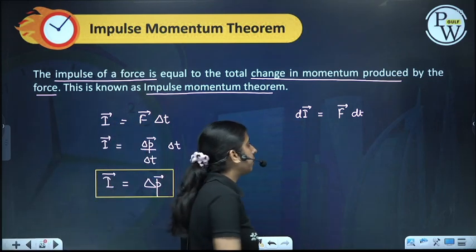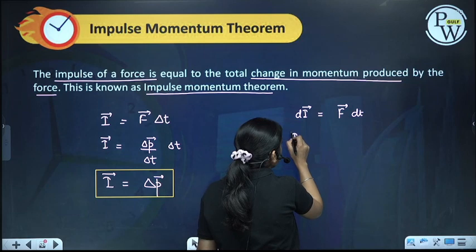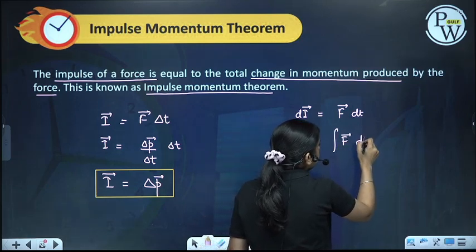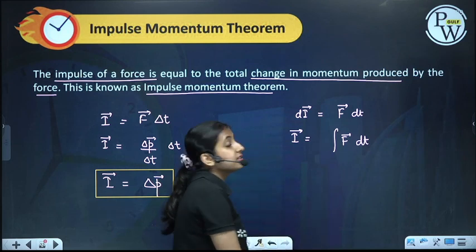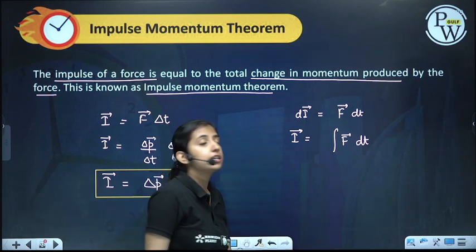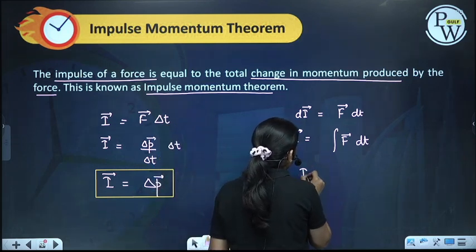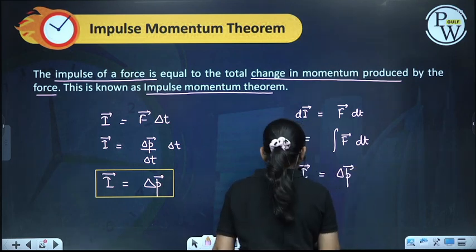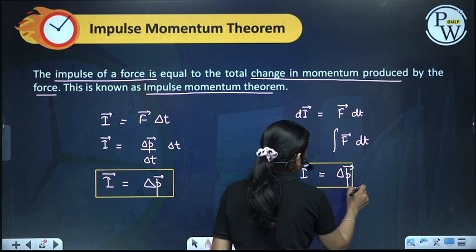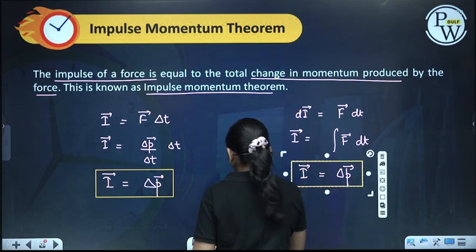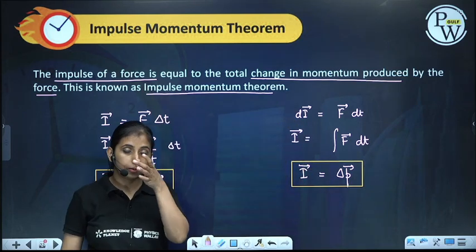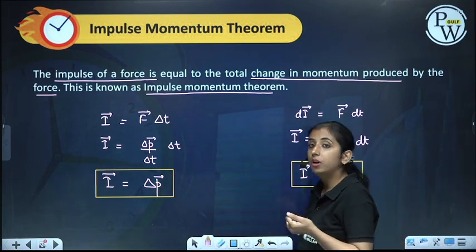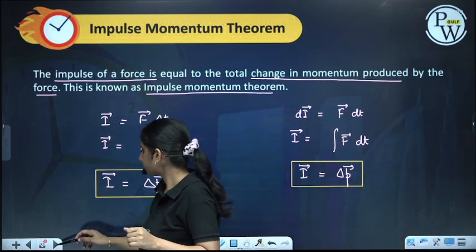Small impulse imparted to the body will be dJ. So total impulse will be the integration of F dt. Now we know that the integration of F dt is the change in linear momentum. So from here also we have: impulse will be equal to the change in linear momentum of the object. This is the impulse-momentum theorem.